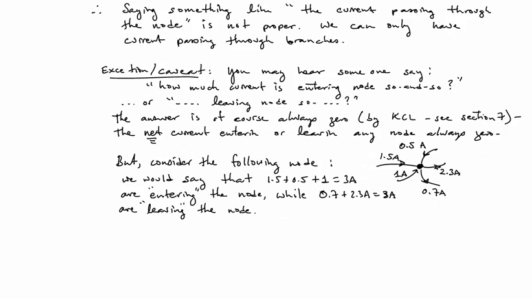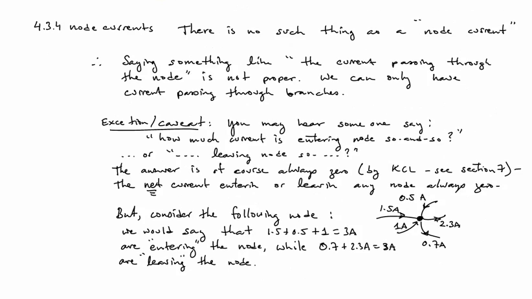Okay, node currents. Node currents actually do not exist. I put them up here because it's one of the 4 permutations, but it's not proper to say something like the current passing through the node is such and such. We can't say that. Now, by KCL, we know that the current entering a node or the current leaving the node always sums to 0. So I guess we could say that the current passing through a node is 0, but we just don't use that terminology.